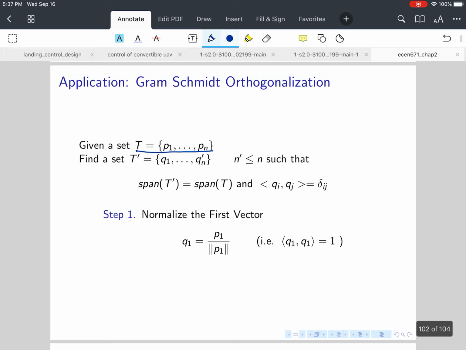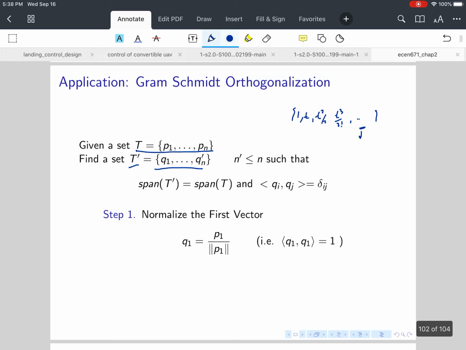So, for example, a set of polynomials, 1, t, t squared over 2, t cubed over 3 factorial, etc., up to some finite value, would not be orthonormal to each other. So the question is, how do you orthonormalize? How do you produce from here another set, T prime, that spans the same space?